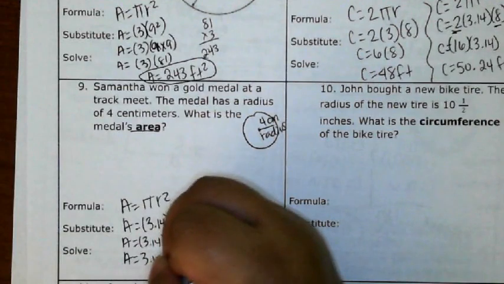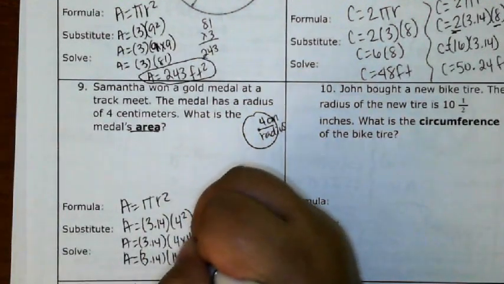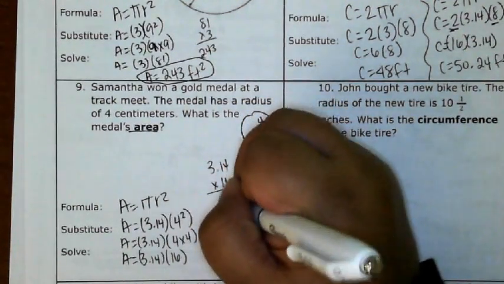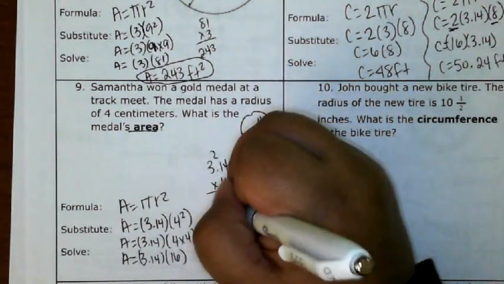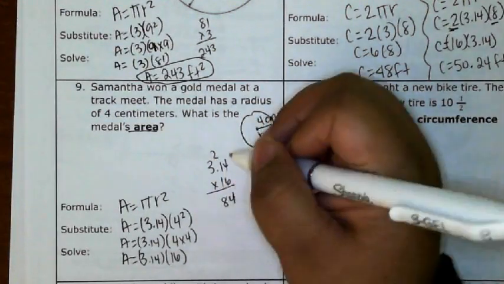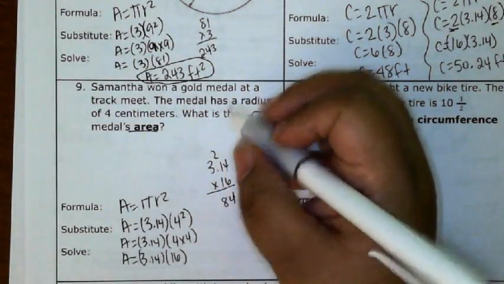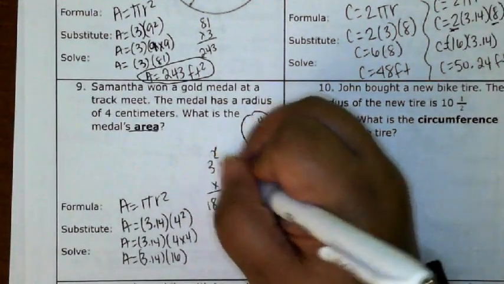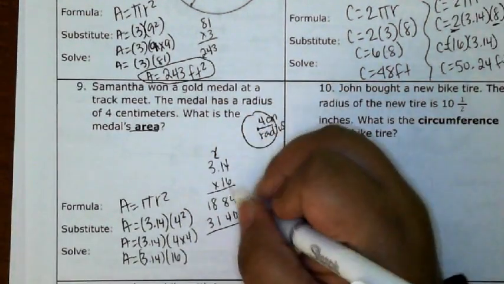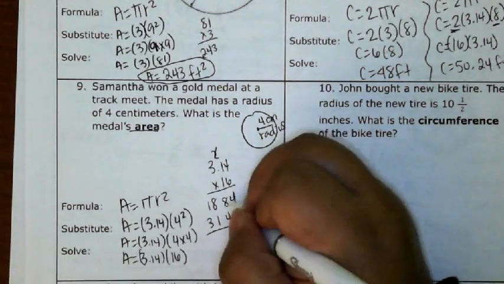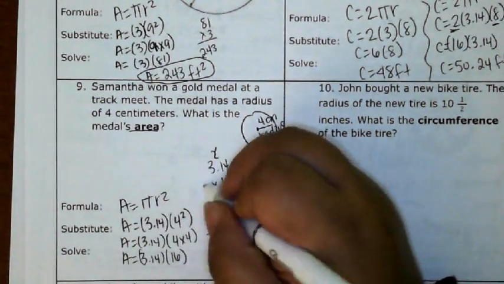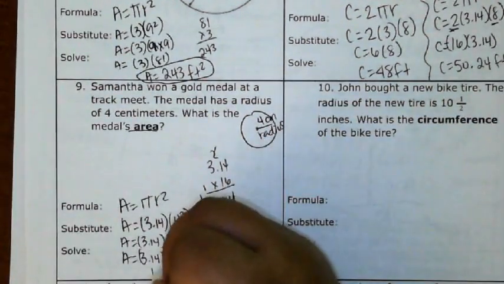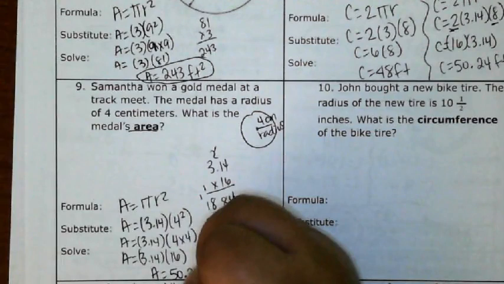Okay, so now all I have to do is 3.14 times 16. 6 times 4 is 24. 6, 7, 8. 3 times 6 is 18. 4 here, 1 here, and then 3 here. So here we add 9, 10, 11, 12, 8, 9, 10, 3, 4, 5. So area is going to equal 50.24 centimeters squared.